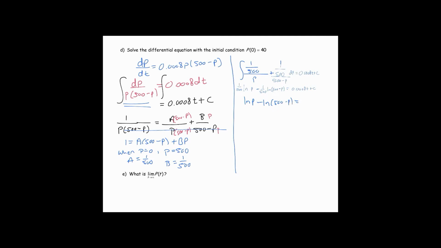is equal to positive 0.4t plus c. And now, for reasons that will only make sense a few steps after this, I'm going to multiply both sides by -1 to make it look like this.